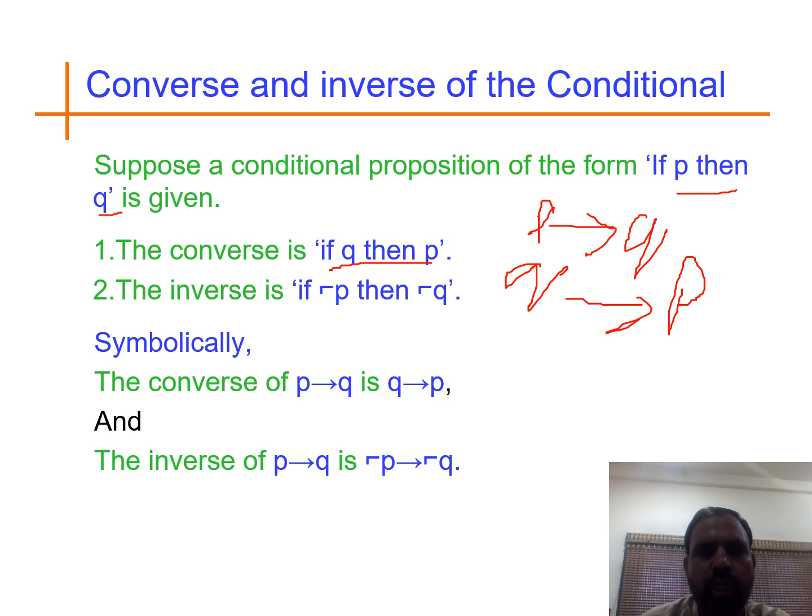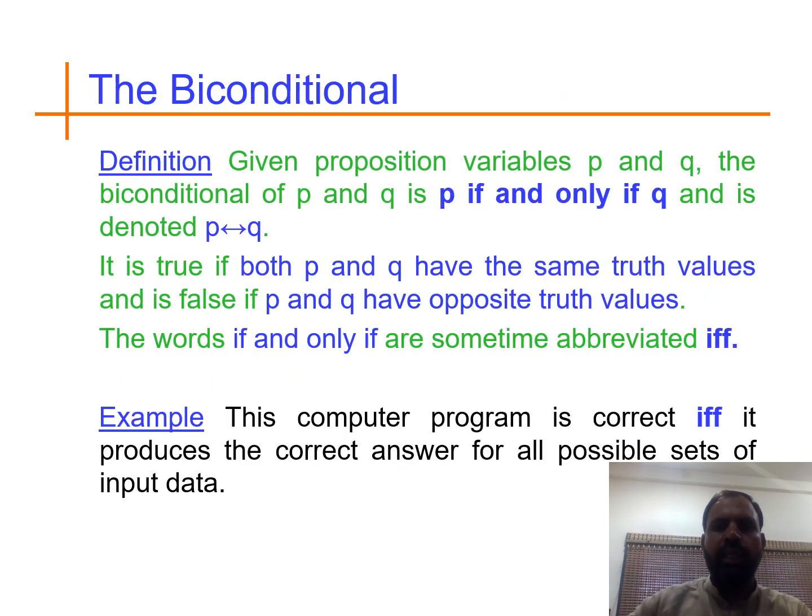If P then Q, in the converse we write if Q then P, and in the inverse we use the negation sign. That is to say, if there is negative P, then we use positive P. If there is positive P, we use negative P, or negation P. So it's a very critical concept. You can easily understand now, I hope. Next is the biconditional.